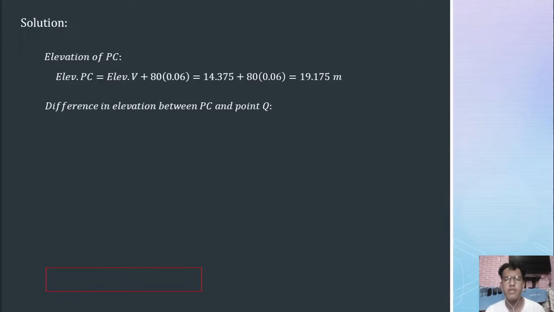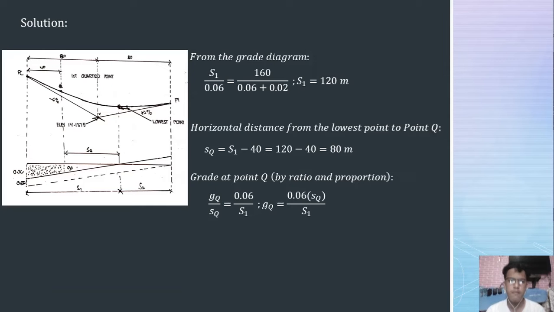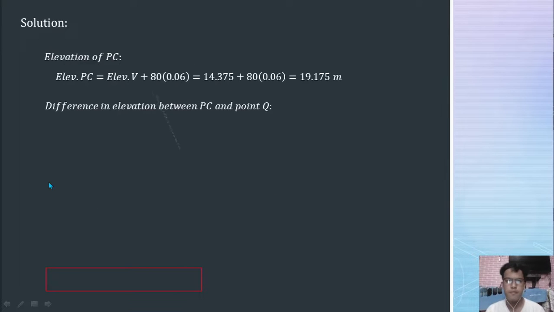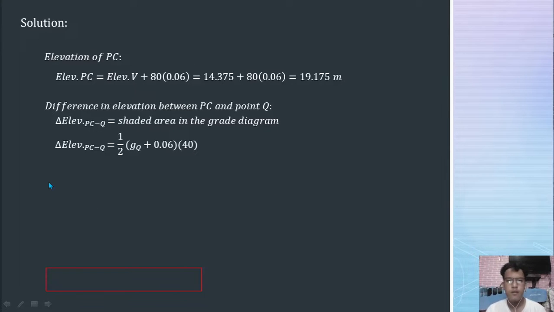Now the difference in elevation between PC and point Q. Elevation PC minus Q is equal to the shaded area of the grade diagram. So where is the shaded area in the grade diagram? Here. So 1/2 times GQ plus 0.06 times 40. The 40 comes from the first quarter point, which is equal to 2 meters.